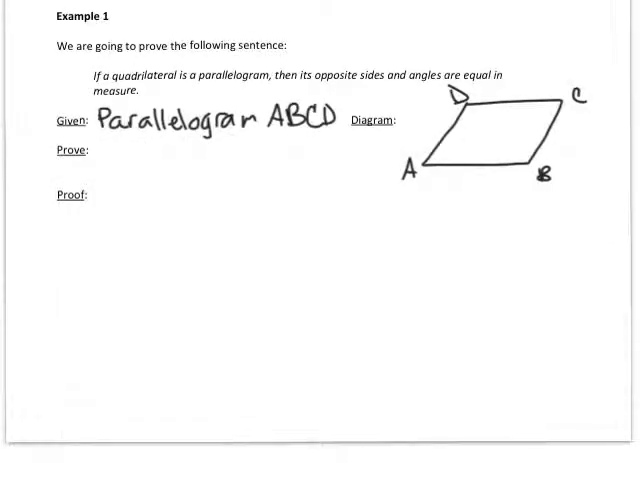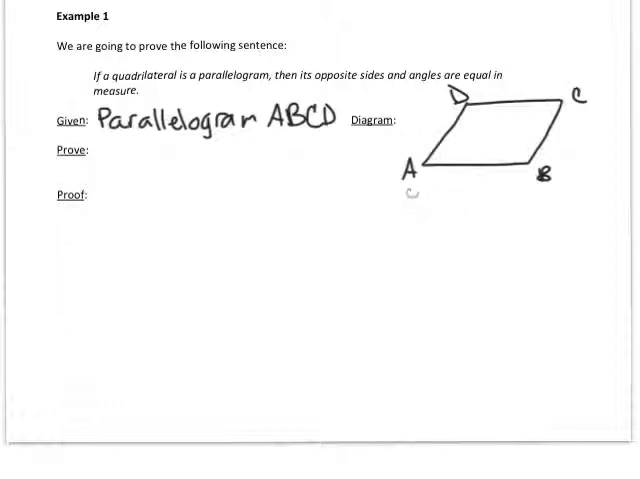So here's our proof. We want to prove this sentence. If a quadrilateral is a parallelogram, then its opposite sides and angles are equal in measure. And we're going to do that. These parallelogram proofs are typical, where you're not given a diagram or anything, you're just given a statement. So you have to draw your diagram.